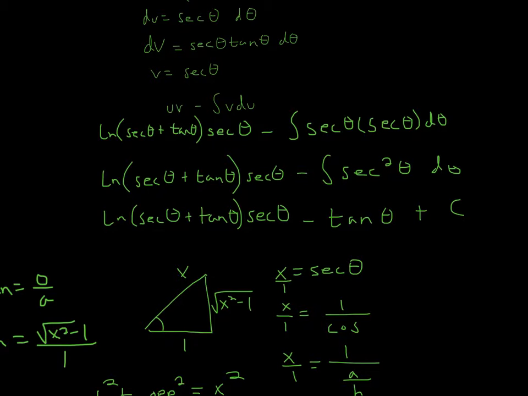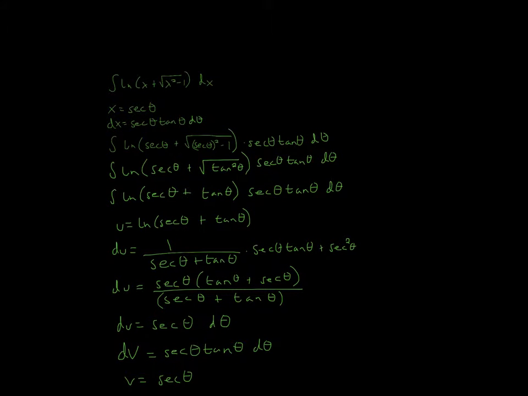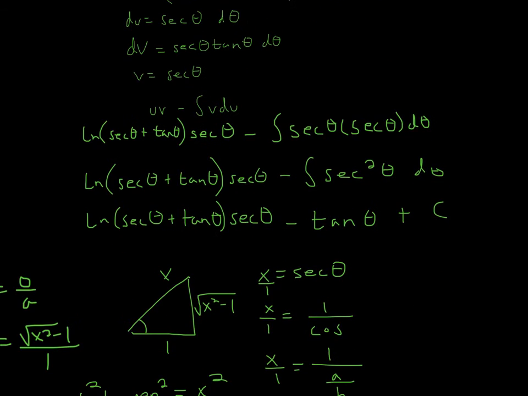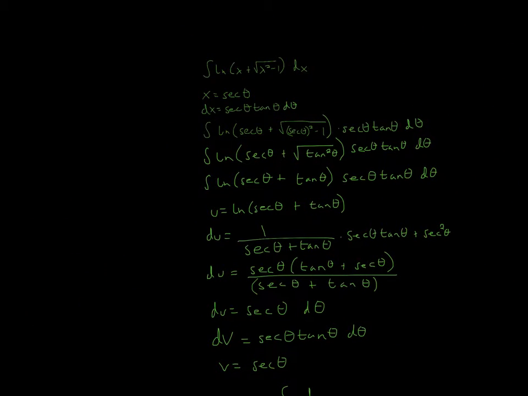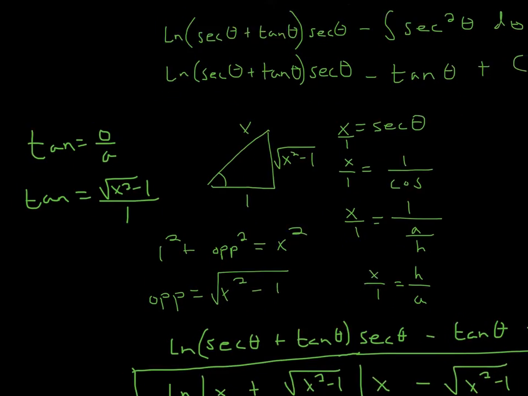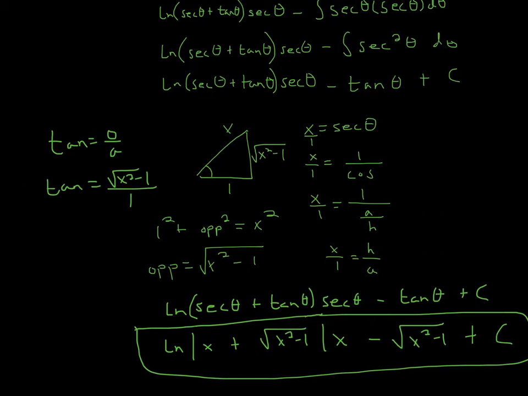But remember that since we did a trig substitution, we can't leave it in this form. We have to convert it back into x form. So how do we do that? Well, we take our original trig substitution, x equals secant theta. I rewrote it so you can see it better. x equals secant theta, but you can rewrite x as x divided by 1, because that means the same thing. But what does this mean?